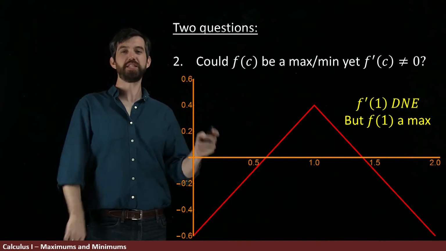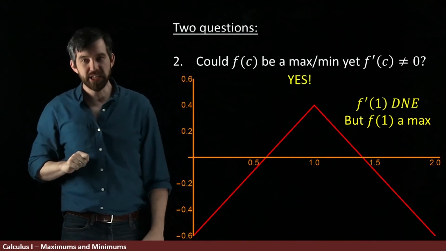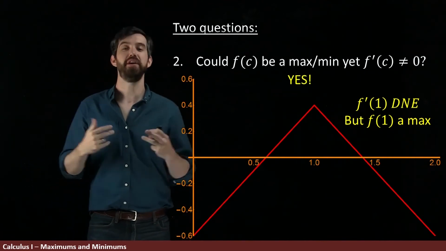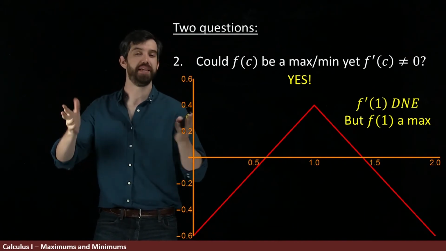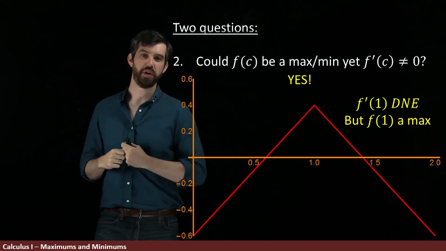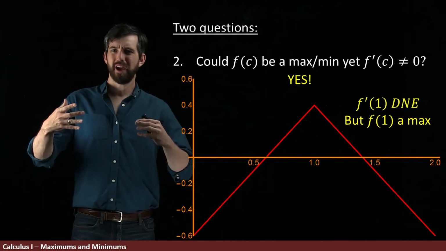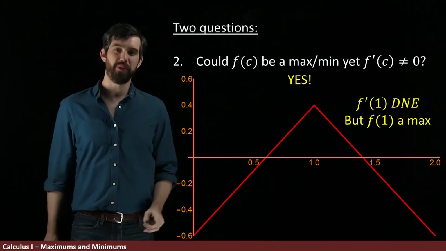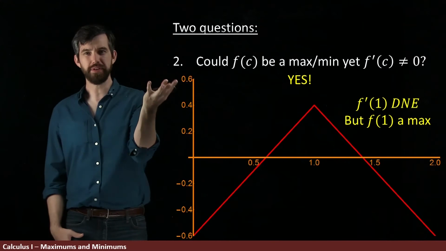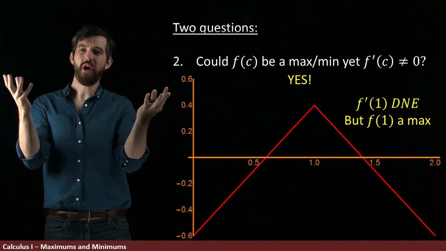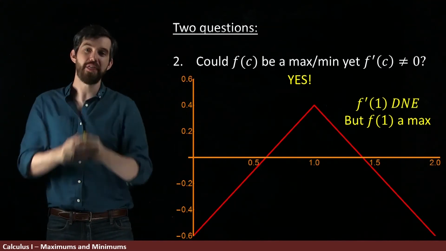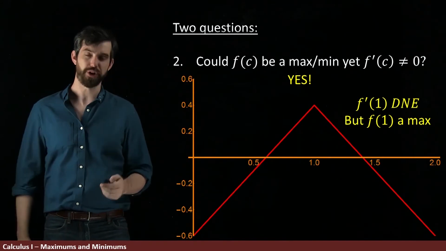And so the answer to this problem is yes, it is possible to be a maximum, even if the derivative is non-zero. It could be a situation like this, where the derivative does not exist. So now, to clean things up a little bit, I want to take these two categories, the derivative is 0 and the derivative does not exist, and bundle them together by introducing a new definition.